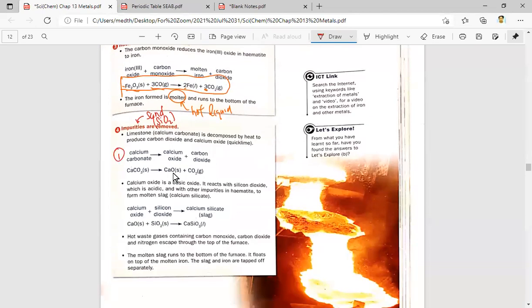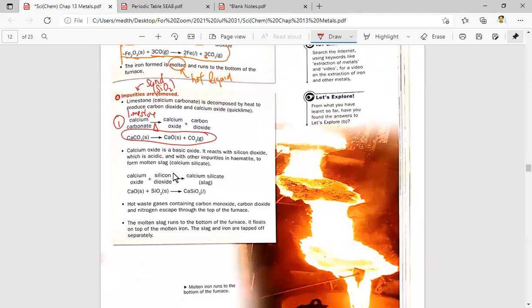First step, the limestone decomposes. So you heat up the calcium carbonate, you get calcium oxide and carbon dioxide. Now, the most powerful thing is actually the calcium oxide. So the first part is just heating up the limestone so that it decomposes. This is our first equation for impurities removal. The second step is the real stuff. You use the calcium oxide and let it react with the sand, which is your silicon dioxide, and you get calcium silicate, which is known as slag.